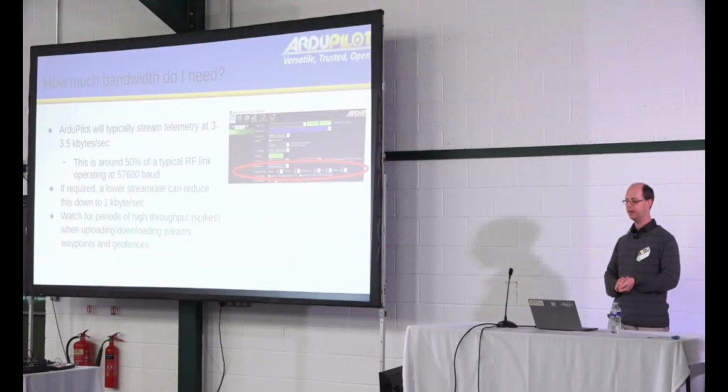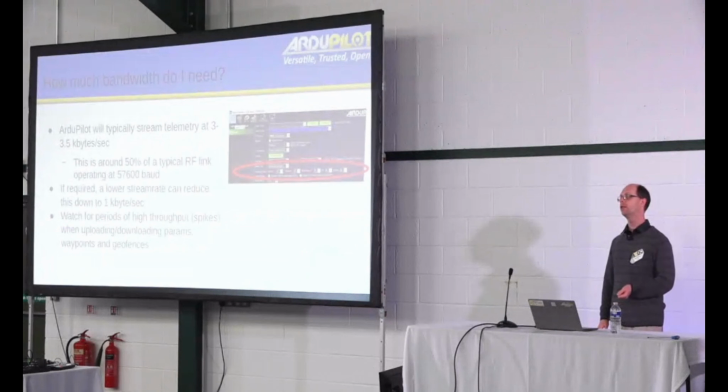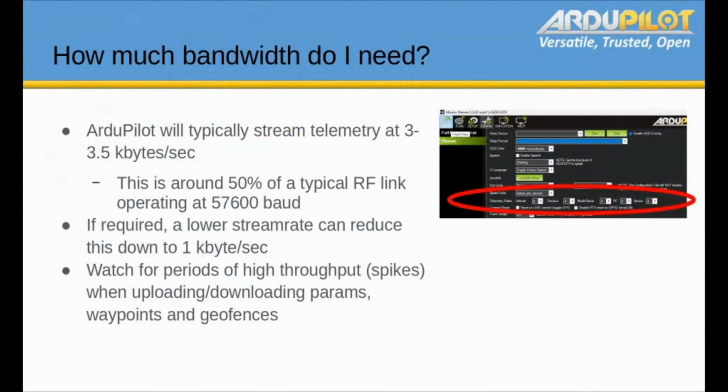If you're doing things like uploading or downloading parameters, waypoints, and geofences, you're going to see spikes in your telemetry bandwidth, so it is something to be aware of. Downloading the entire parameter set from the vehicle is going to be quite a number of kilobytes over a very short period of time. So you do need to ensure that your data link can handle those occasional spikes in your data rate, to make sure that you don't accidentally flood your radio links.